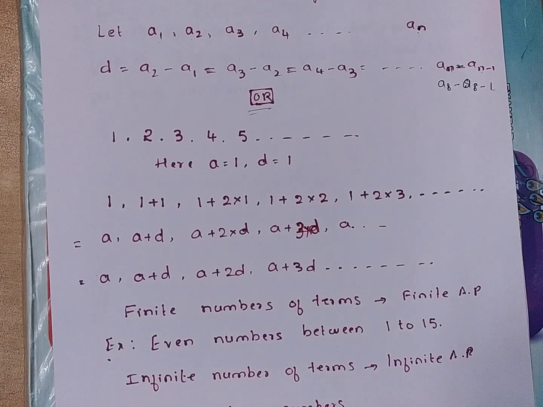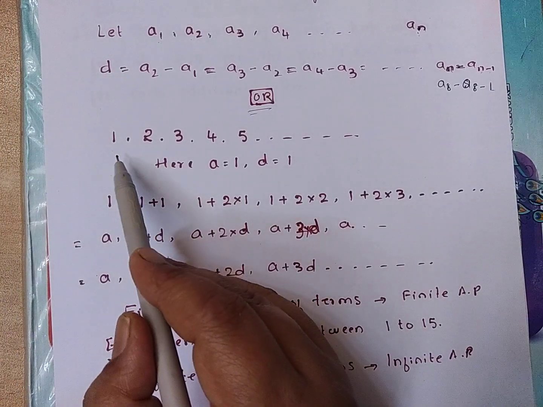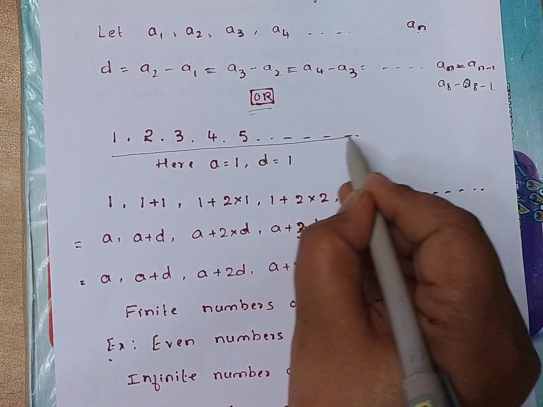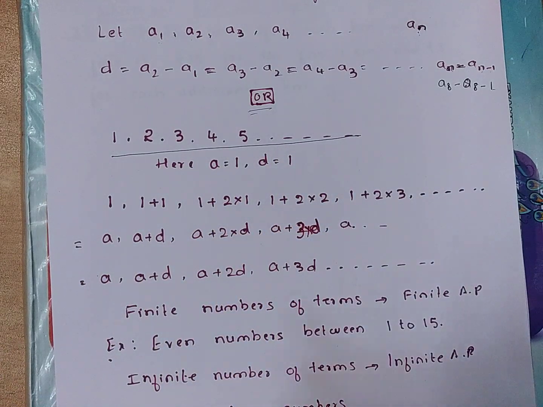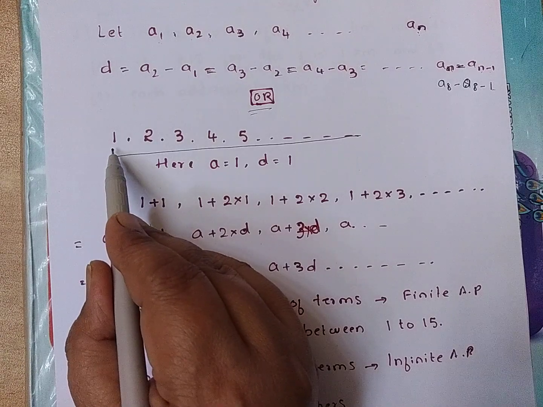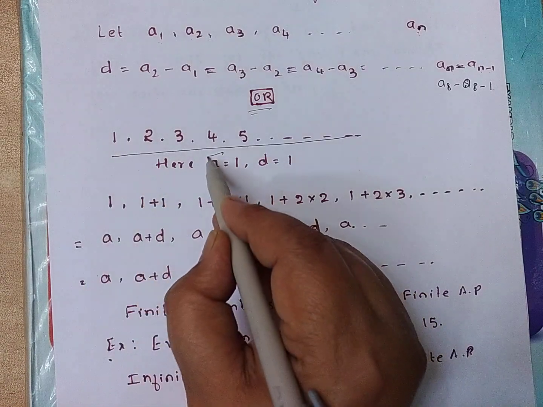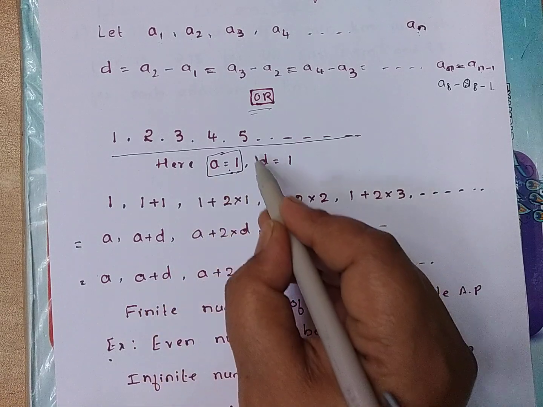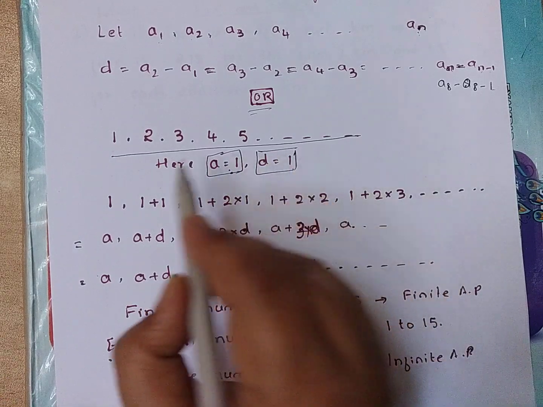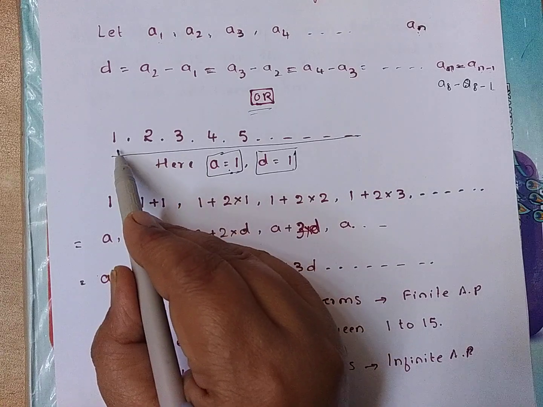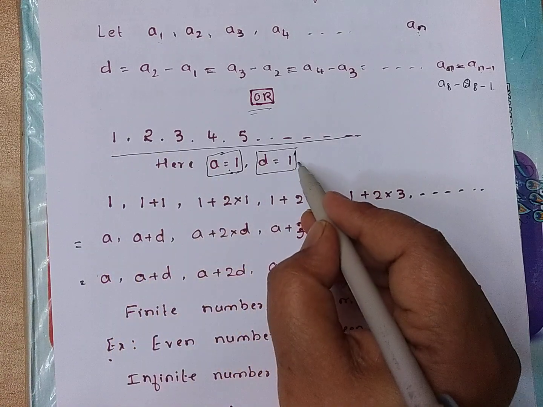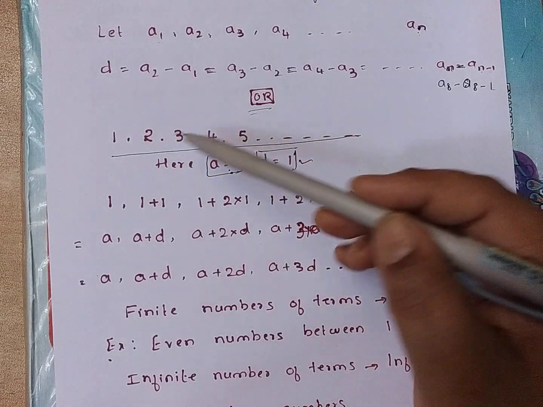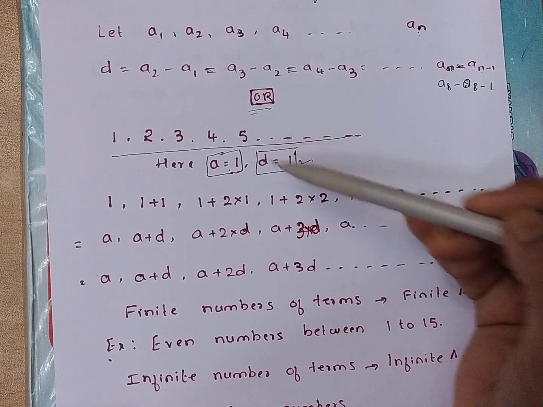Suppose we take one example. I have written one arithmetic progression: 1, 2, 3, 4, 5, like this. A is the first number. The first term is always denoted by A. What is A? The first term is 1. And what is the common difference between these terms? That is 1. 2 minus 1 is 1, 3 minus 2 is 1. So how can we write this sequence in general form?